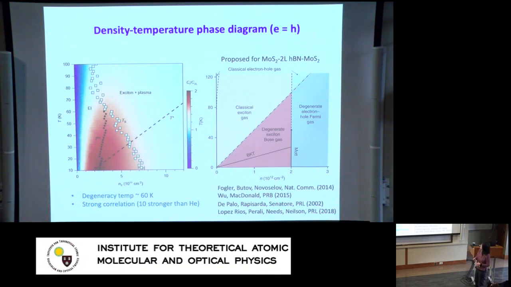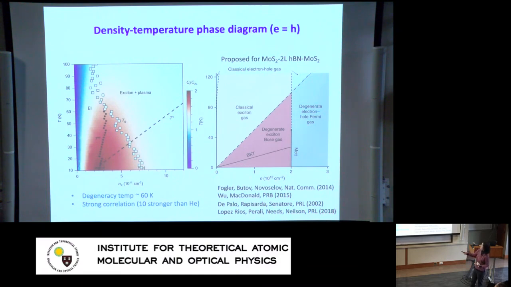From our measurements, we look at the interlayer compressibility, which is the exciton compressibility. This dashed line is the degeneracy temperature, just using the density.